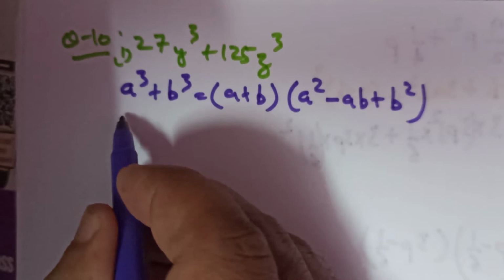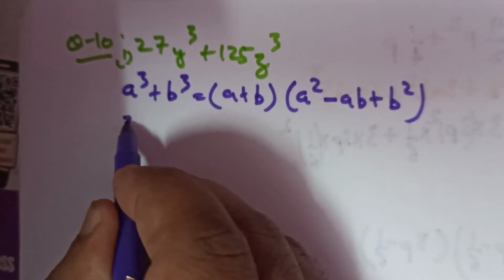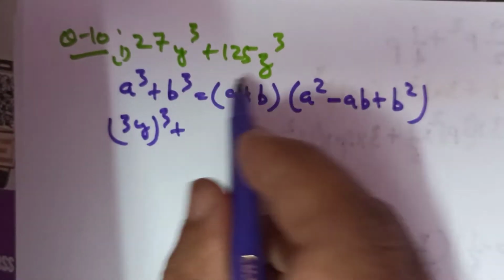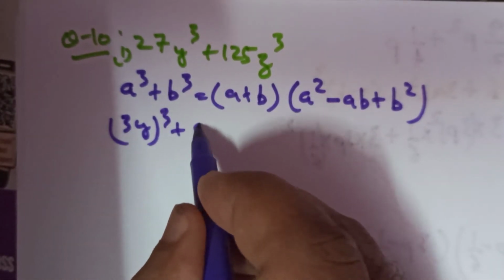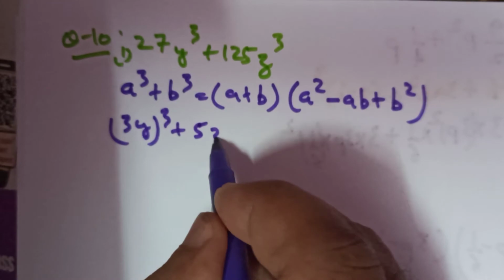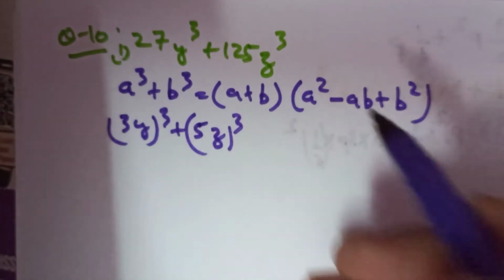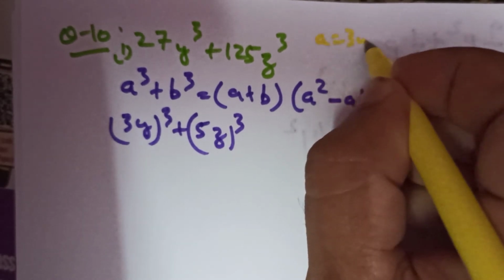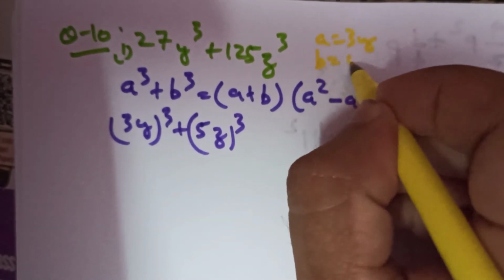Here we can see, 27 y cube can be written as, 27 is the cube of 3, so it can be written as 3y whole cube, plus 125 is the cube of 5, so 5z whole cube. So we can see here that the value of a is 3y and the value of b is 5z.